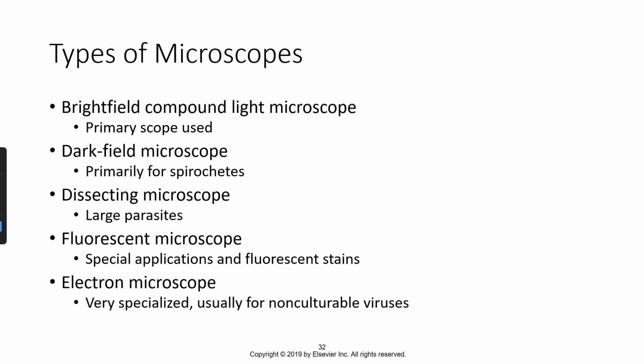Electron microscope is very specialized, and it's usually used for non-culturable viruses. I don't really do a lot with viral identification in the lab other than molecular diagnostics with the viruses. So in your typical standard clinical lab, you're not usually going to use this type of microscope. Now, if you are working for a health department or one of the reference laboratories, then you would be more likely to be working with identification of viruses.